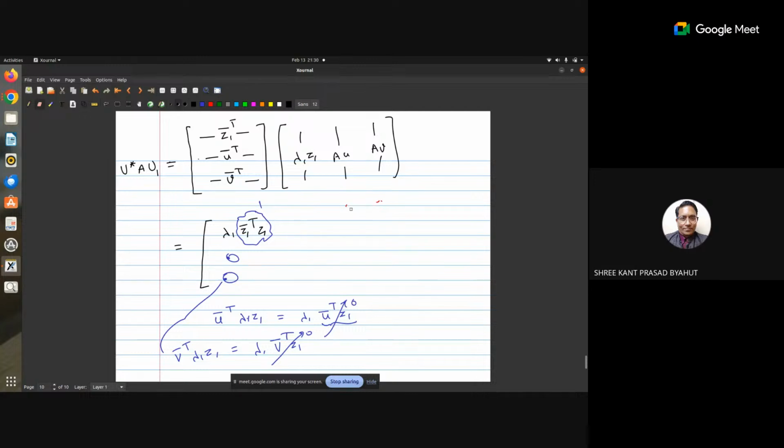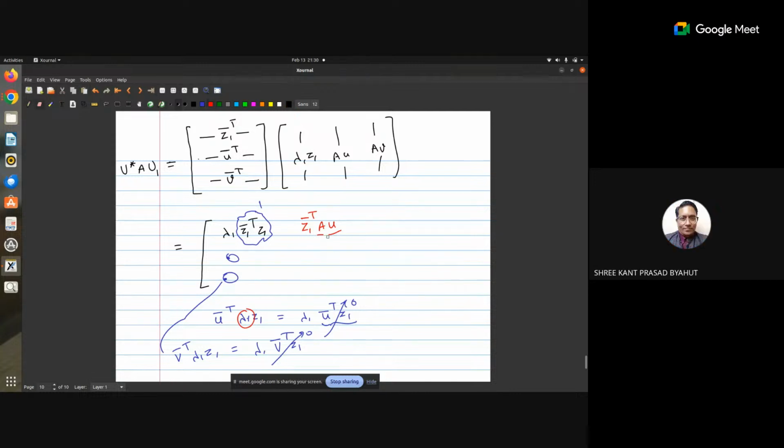Z1 and U are not orthogonal, right? So that is not 0. Z1 and U are orthogonal, but in this case there is a matrix A involved. Initially, what happened is lambda 1 was a constant value. We would have taken it common, and then that vector multiplication was equal to 0. But here it's a matrix, a matrix-vector multiplication.